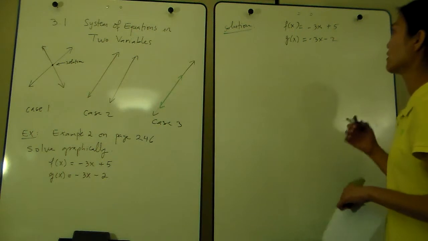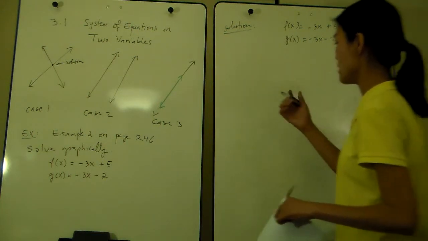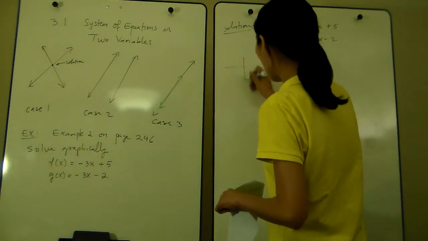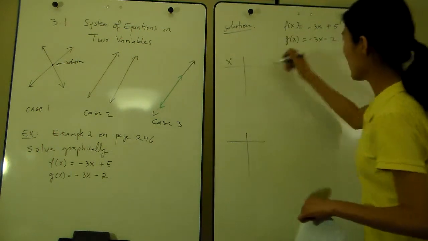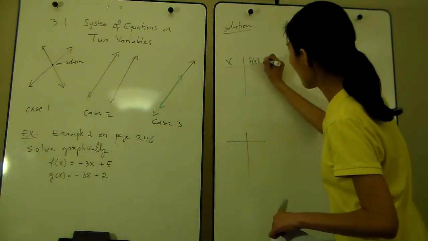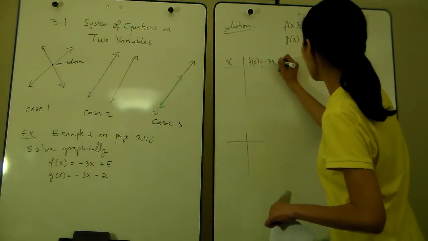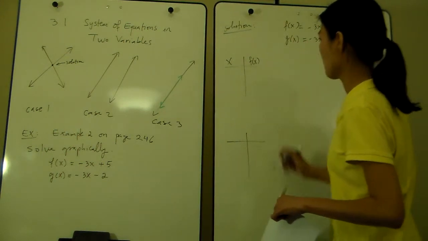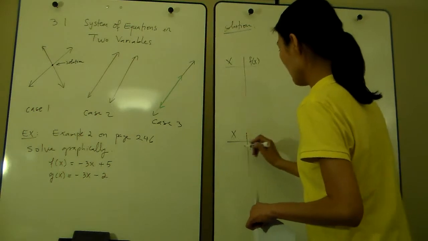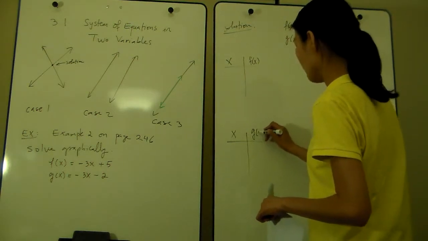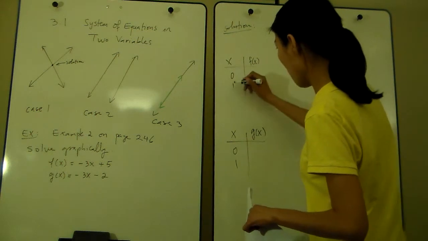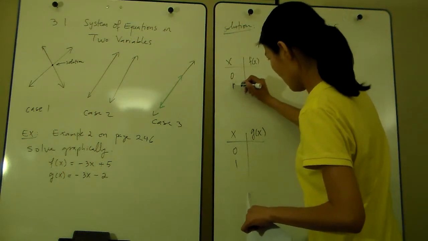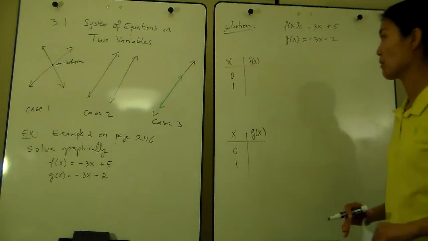Alright, to graph lines, you need to find 2 points. Let's have this table for f of x, which equals negative 3x plus 5. And this table for g of x. Let's find 2 points only. You can find more, it's better, but I'll just do the minimum.